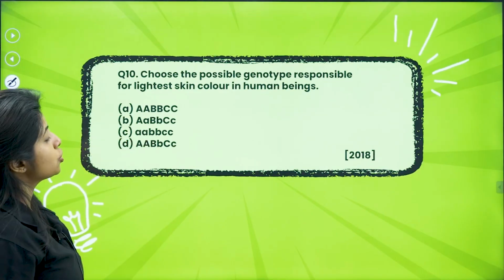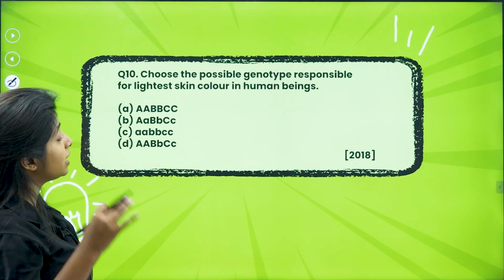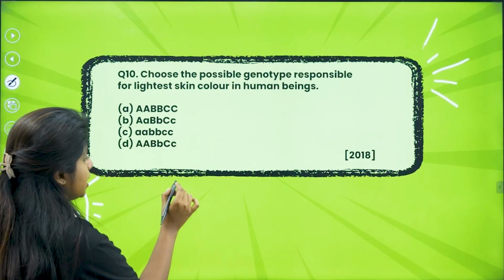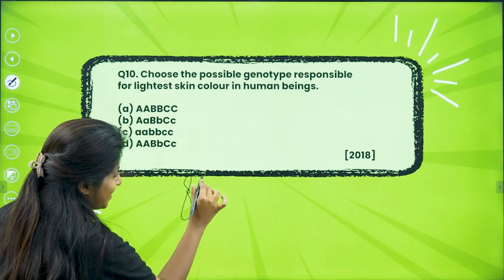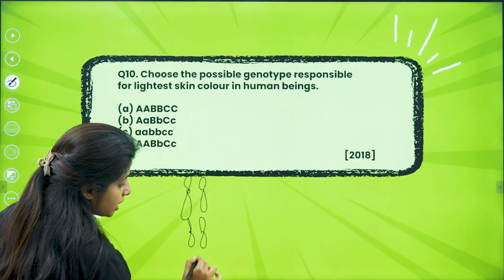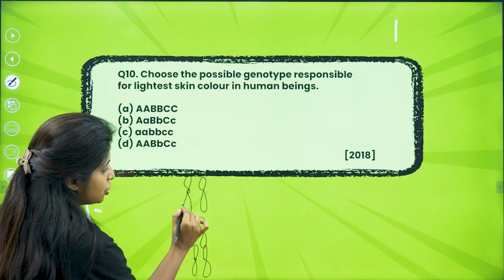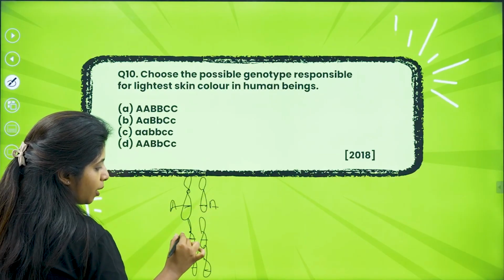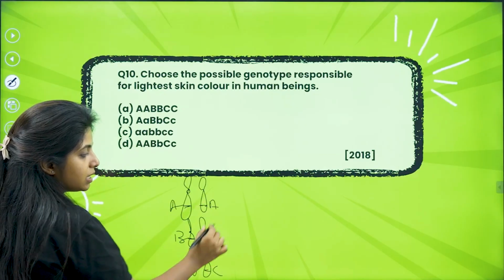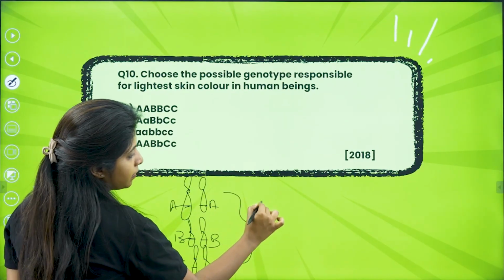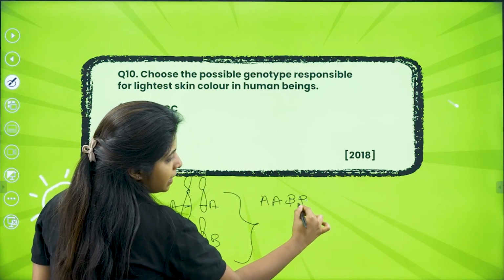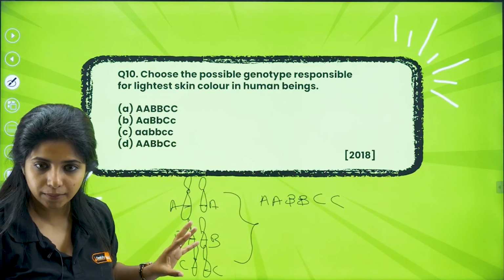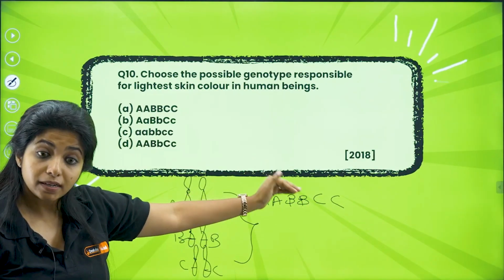Now, the 10th one: choose the possible genotype responsible for the lightest skin color in human beings. Now, this is the last question, which makes it more interesting, right? For skin color, I told you, you have multiple genes. Gene here, gene here, gene here. Suppose it is capital A, capital A, capital B, capital B, capital C, capital C. In this case, what is the genotype of this organism? AA, BB, and CC. This has the darkest skin color. If a person has this genotype, the darkest skin color.